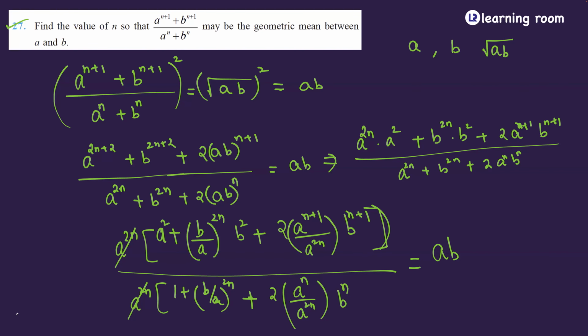b power 2n into b square is equal to plus 2 times a power n plus 1 into b power n plus 1 is equal to. So first copy it till this term.